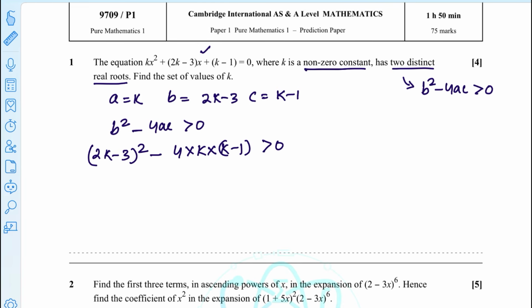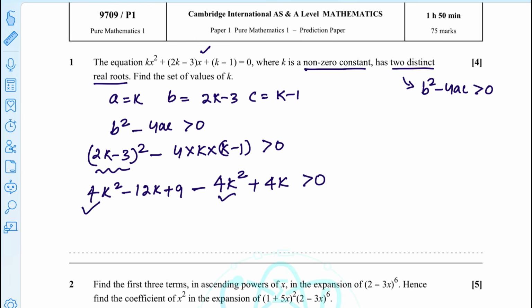So when you expand this bracket, (2k minus 3) squared, it will be 4k squared minus 12k plus 9, right? And again it is minus, it will be 4k squared, and when expanded it will be plus 4k, greater than 0 we have. So now 4k squared and 4k squared get cancelled, it becomes 0. And here minus 12k plus 4k becomes minus 8k. And this side we have plus 9 greater than 0.